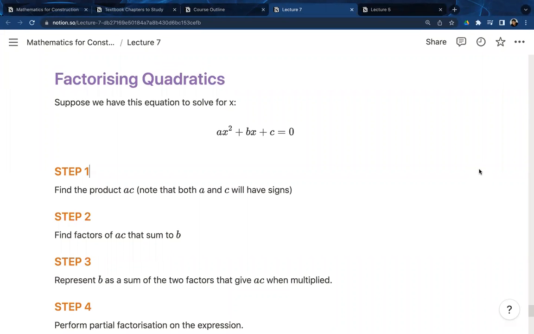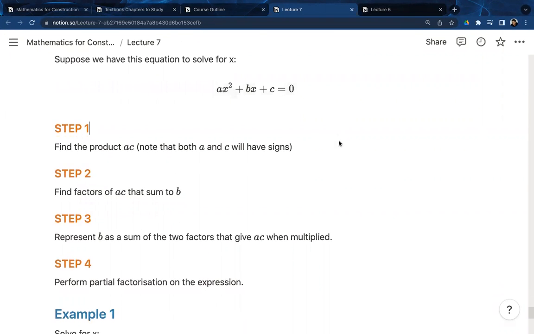So how to factorize quadratics? Okay, giving you all a step-by-step process here. You have some quadratic here, ax squared plus bx plus c equals 0. A is not 0, right? So step 1, find the product a by c.